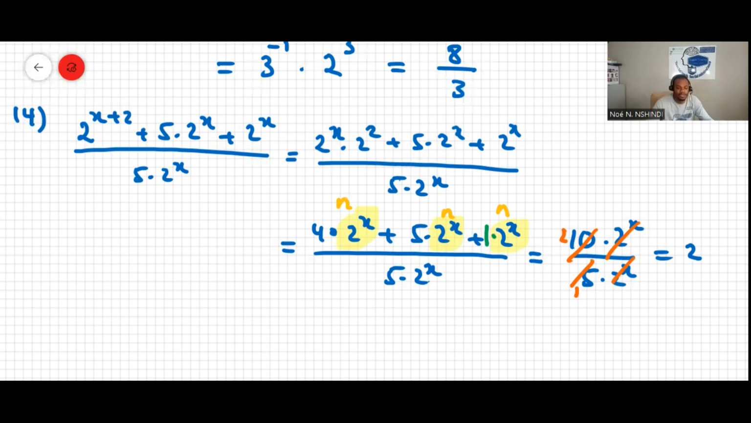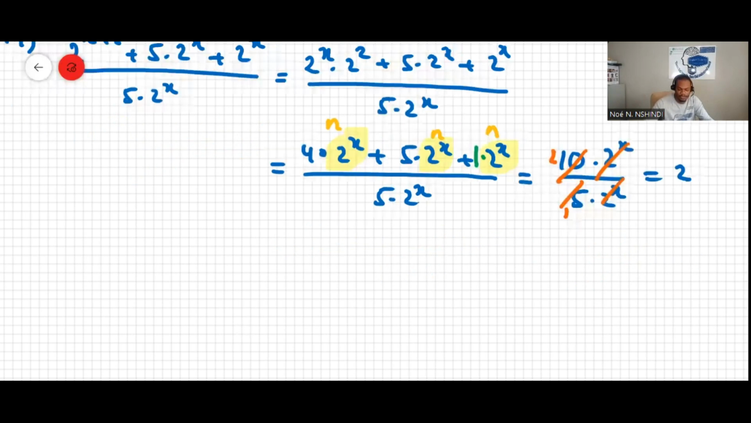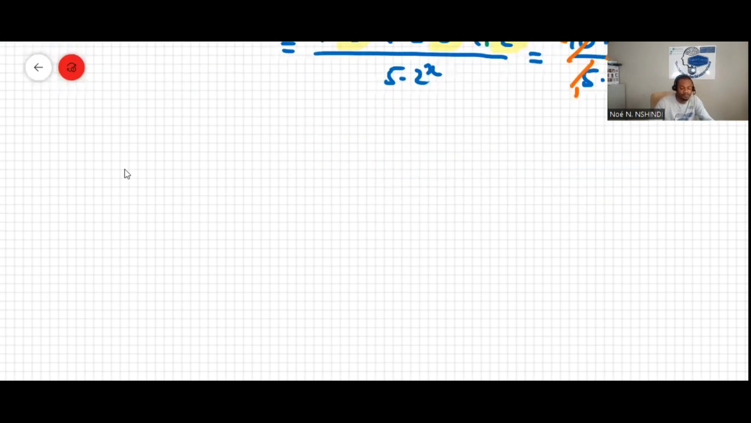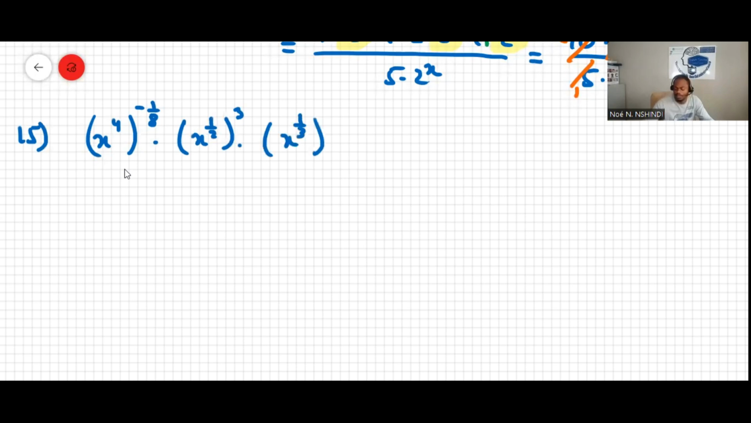Question 15 then should be what? Let's do 15. x to the 4, raised to the negative 1 over 8, multiplied by x to the half, to the power of 3, multiplied by x to the 1 over 3, to the power of negative 1, and then all over x to the 1 over 3, to the power of 2.